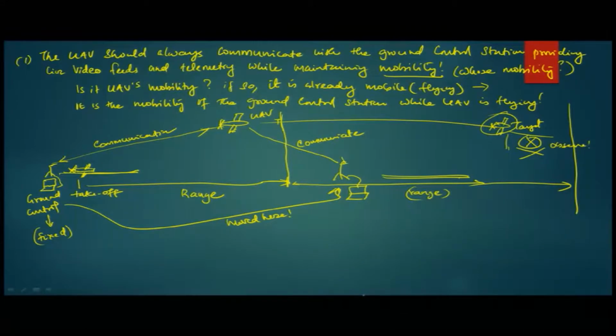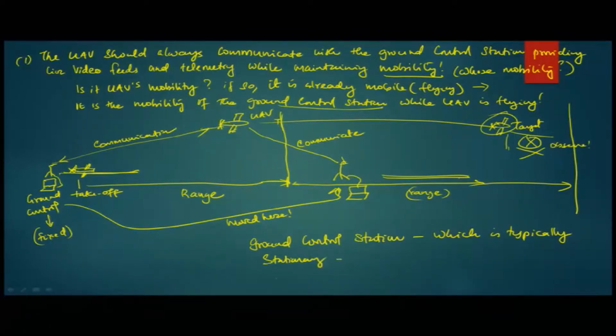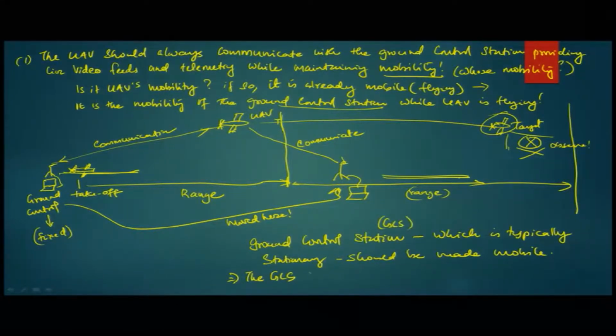So that posed a new challenge to us. Okay, now we understand the functionality. The mobility is not a functionality of the UAV. The mobility is the functionality of a ground control station. So the ground control station, which is typically stationary, should be made mobile. The reason is, why? Because the GCS design, the ground control station is also called GCS, is simple, can be fit onto a truck bed.